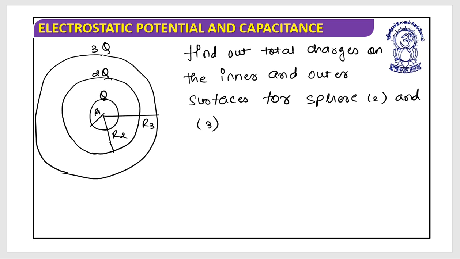Now, this is first, this is second, and this is third. So you need to find out the total charges on the inner and outer surface of sphere second and sphere 3. So how can you do this? So let's induce the charges. This is plus q. So on this side negative charge would be there, of the same value, minus q. So if minus q is there here, plus q will be induced. I hope those things are clear to you.